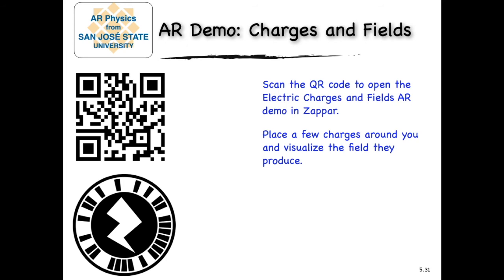So once it loads this augmented reality experience, you'll get a little sheet explaining what you're going to be looking at. You hit the X in the top right corner to dismiss that sheet. And then you'll have a button to add a positive charge and a button to add a negative charge about a foot in front of your phone. So you can move your phone around and you can place charges in the environment around you, and you can look at the electric field lines that they produce.